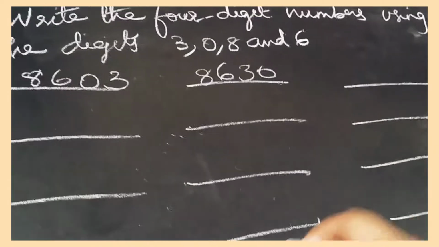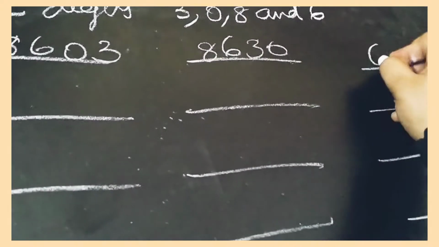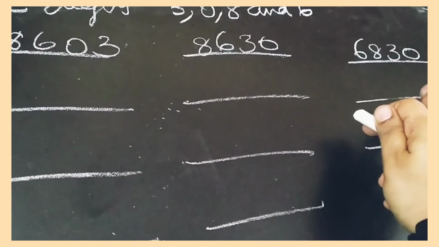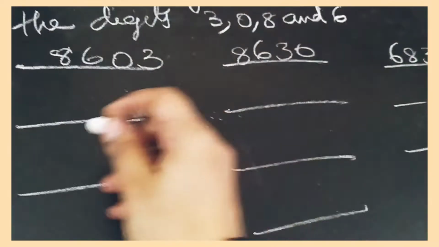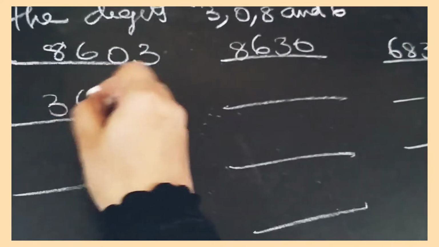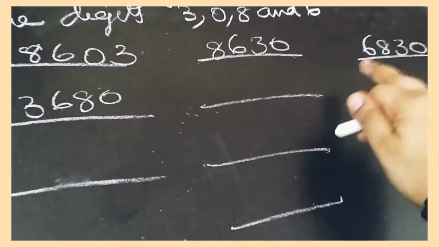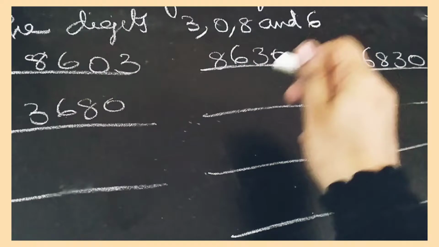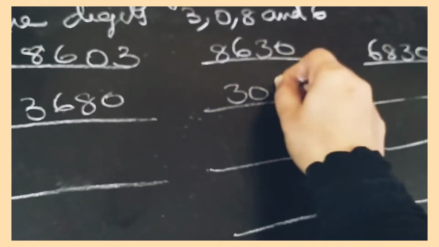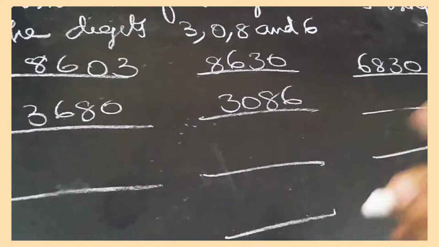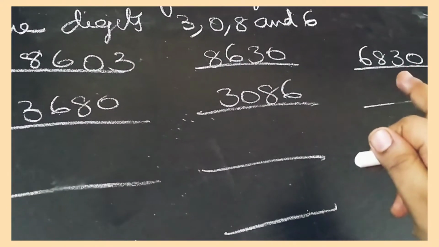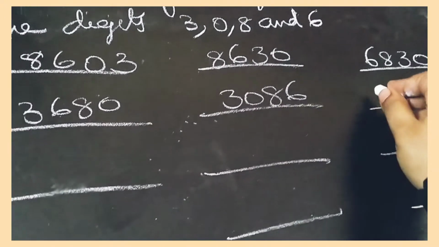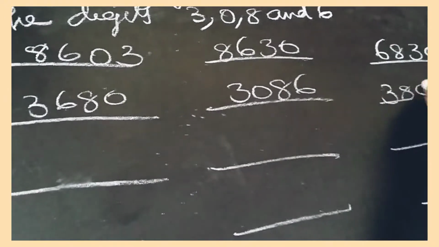Then 6830, then 3680, then 3086, then 3806.